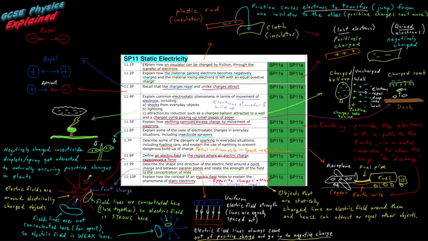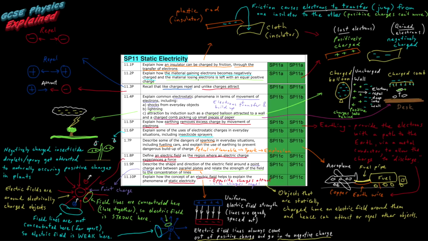Unit SP11, static electricity. You can see all of this stuff here is green, so it's all going to be on your exam. Explain how an insulator can be charged by friction through the transfer of electrons. So if you were to take an insulator, such as a plastic rod, and rub it with another insulator, such as a cloth, friction causes electrons to transfer or jump from one insulator to the other.